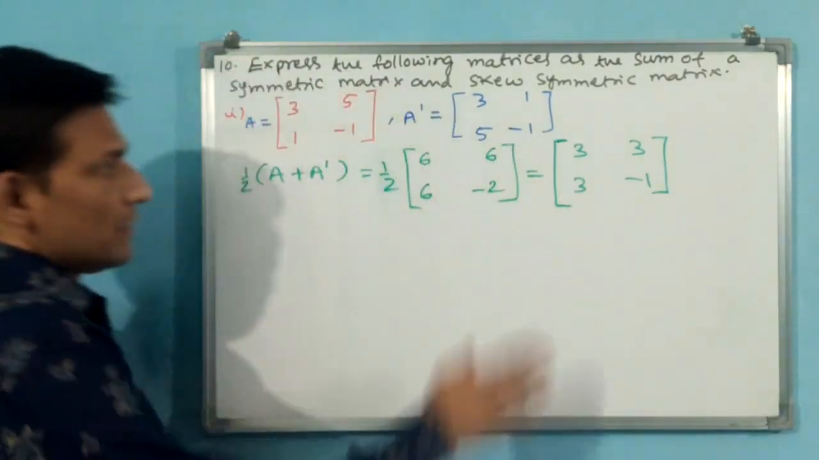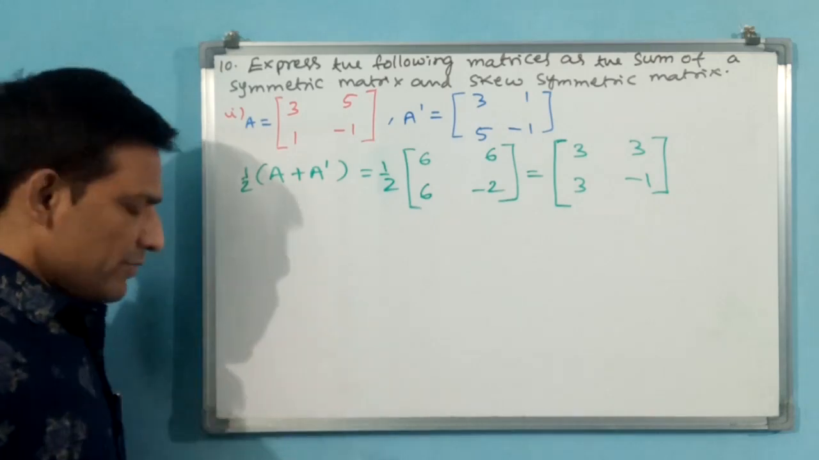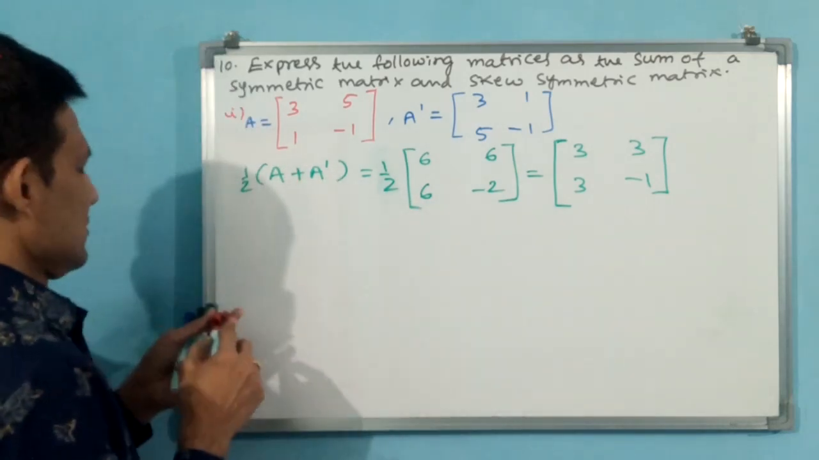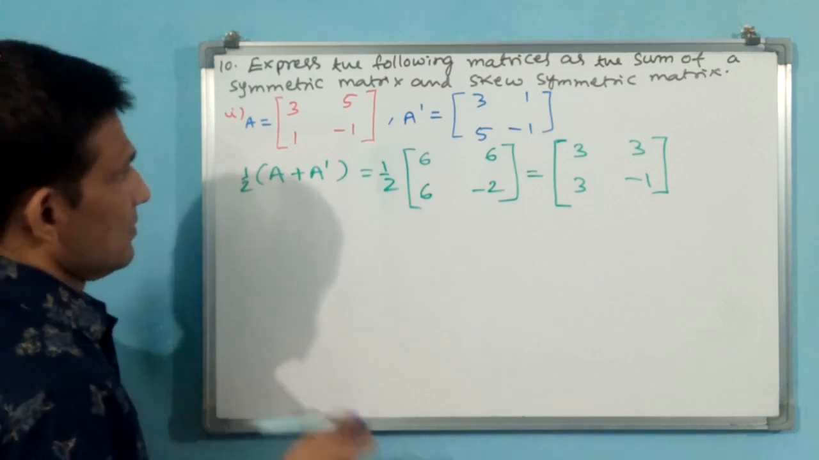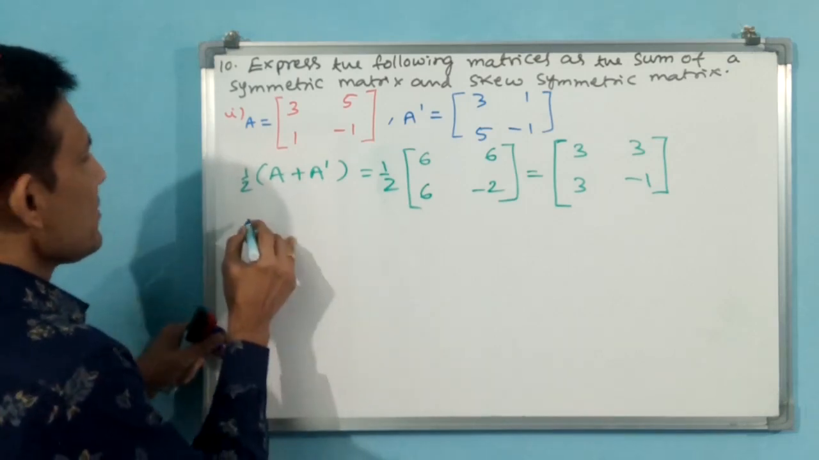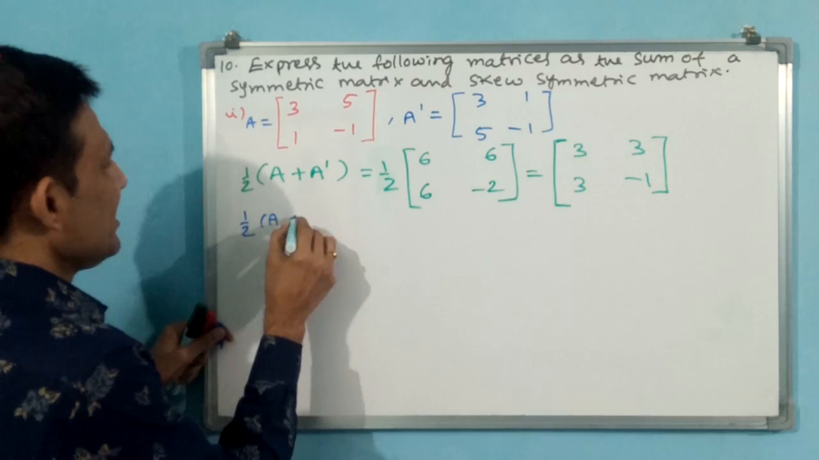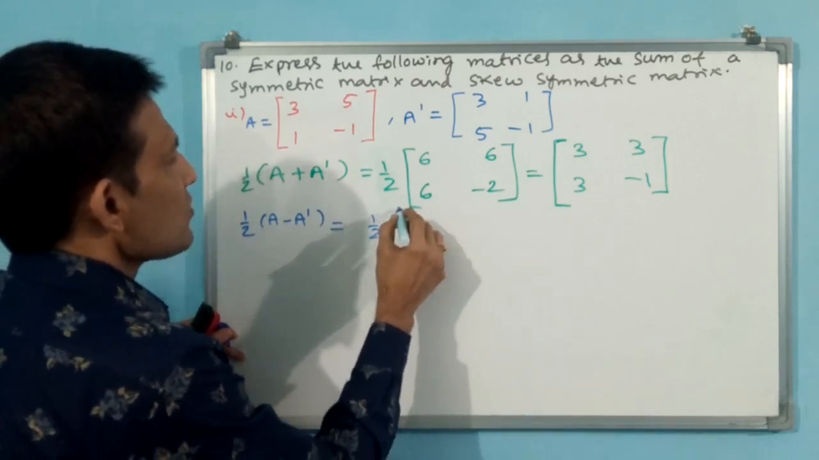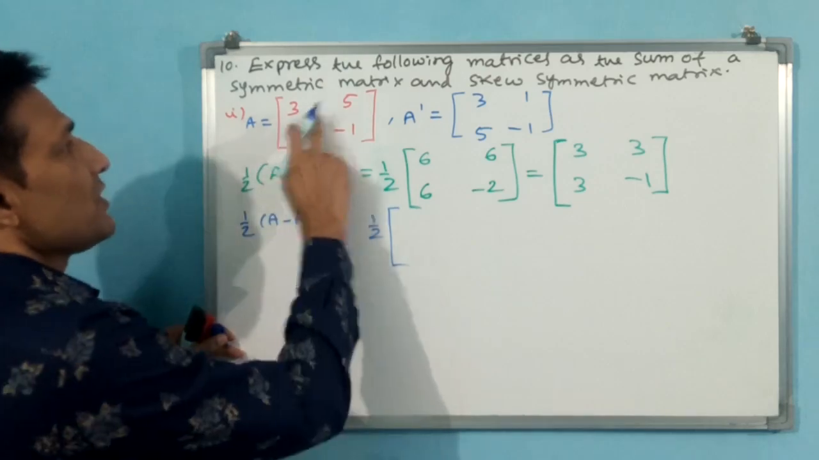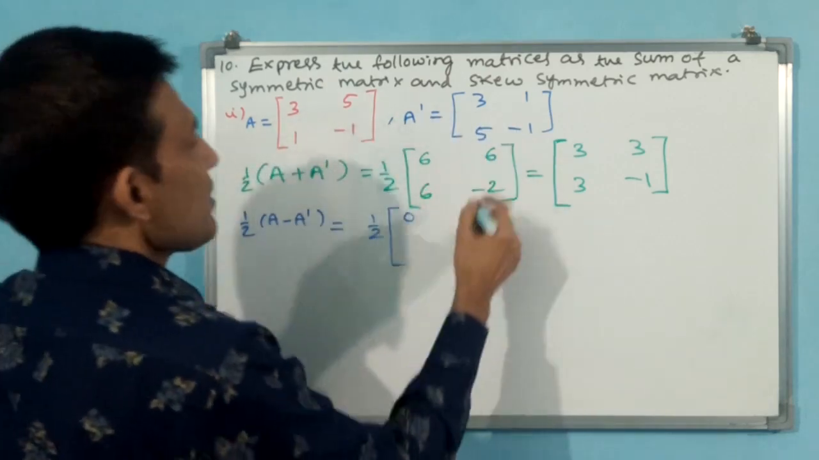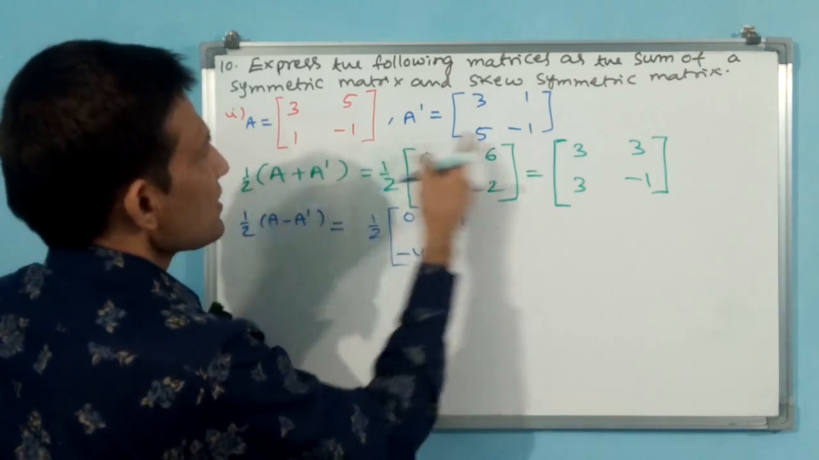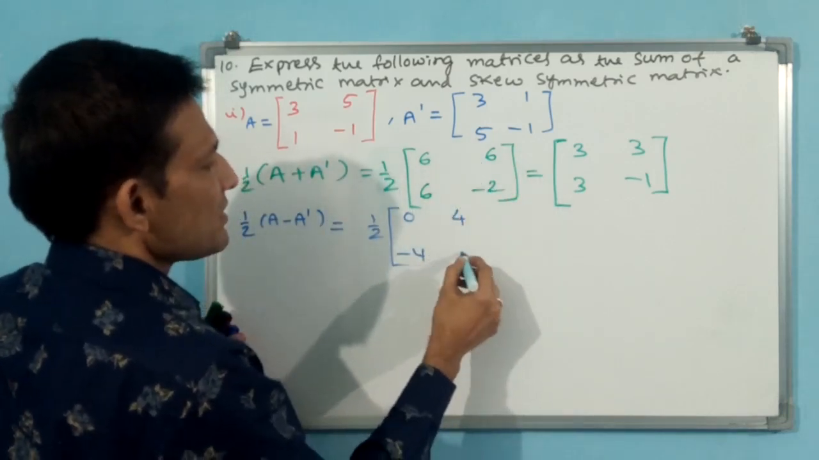Okay. Now we do 1 by 2 A minus A transpose also. Let us do it. 1 by 2 A minus A transpose is equal to. Keep 1 by 2 outside. But 3 minus 3 is 0. 5 minus 1 is 4. 1 minus 5 is minus 4. Minus 1 minus of minus 1 is 0.